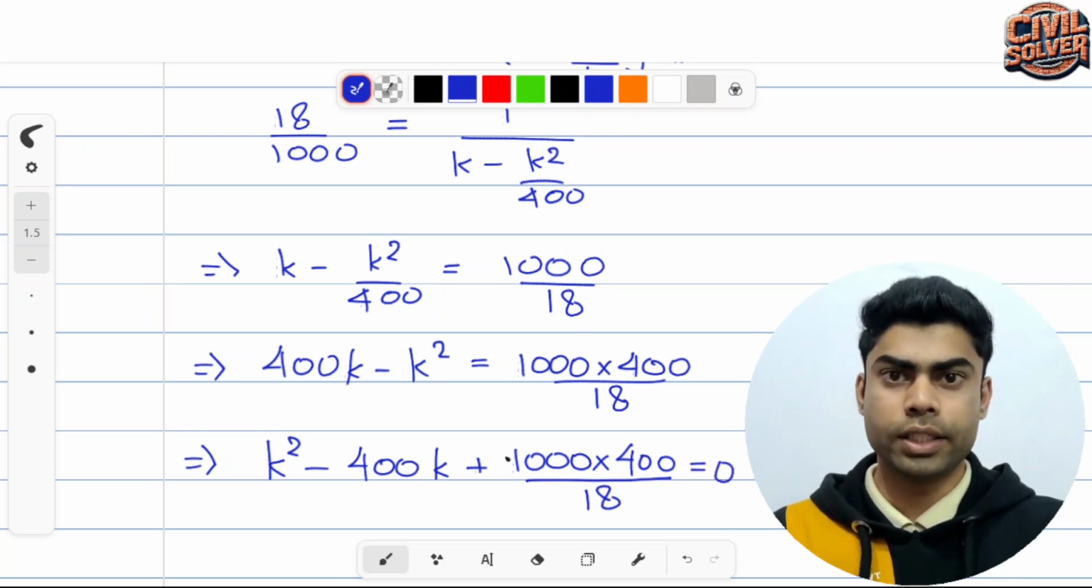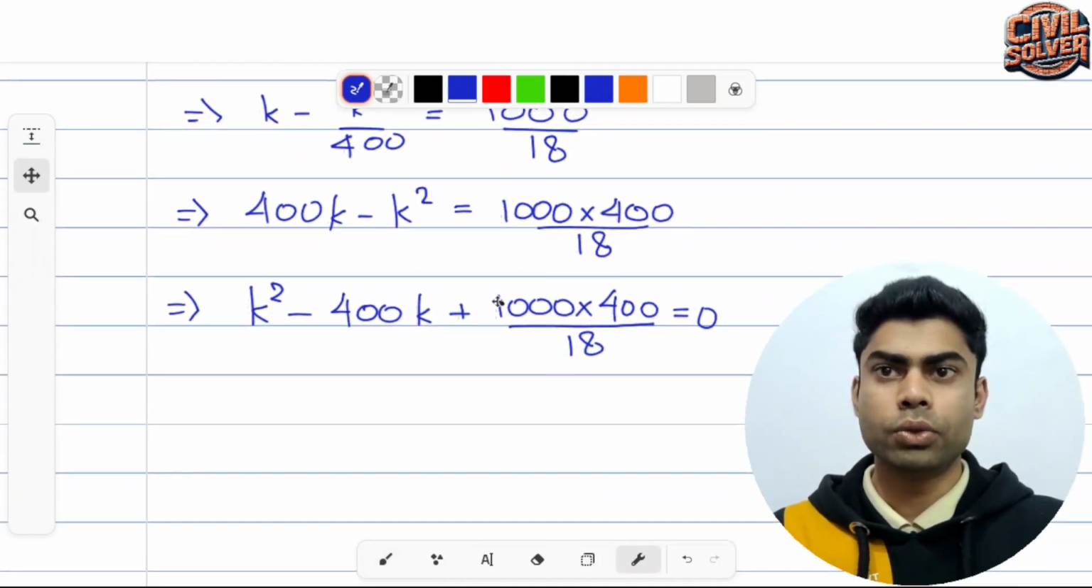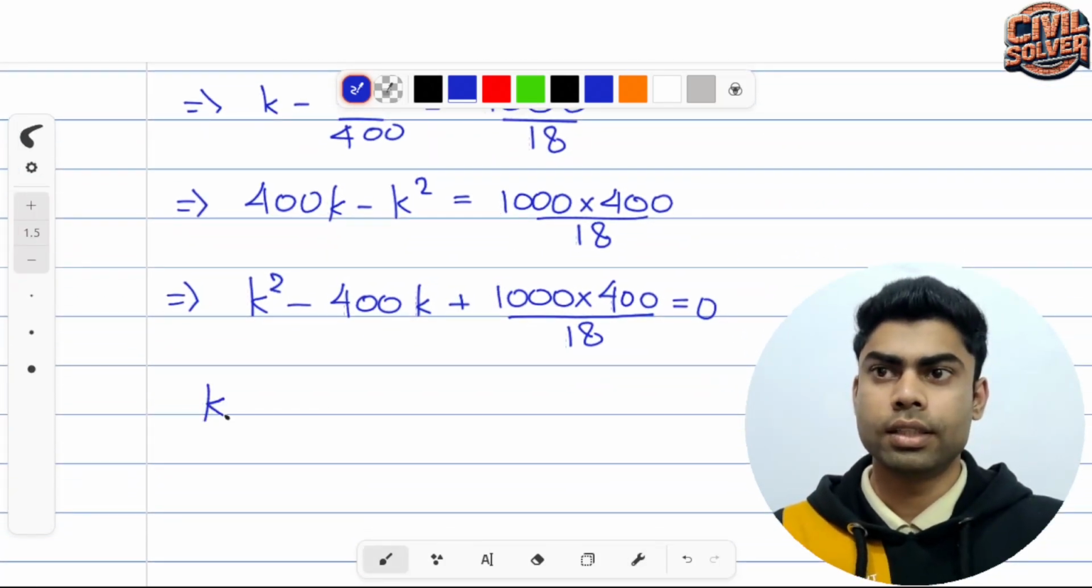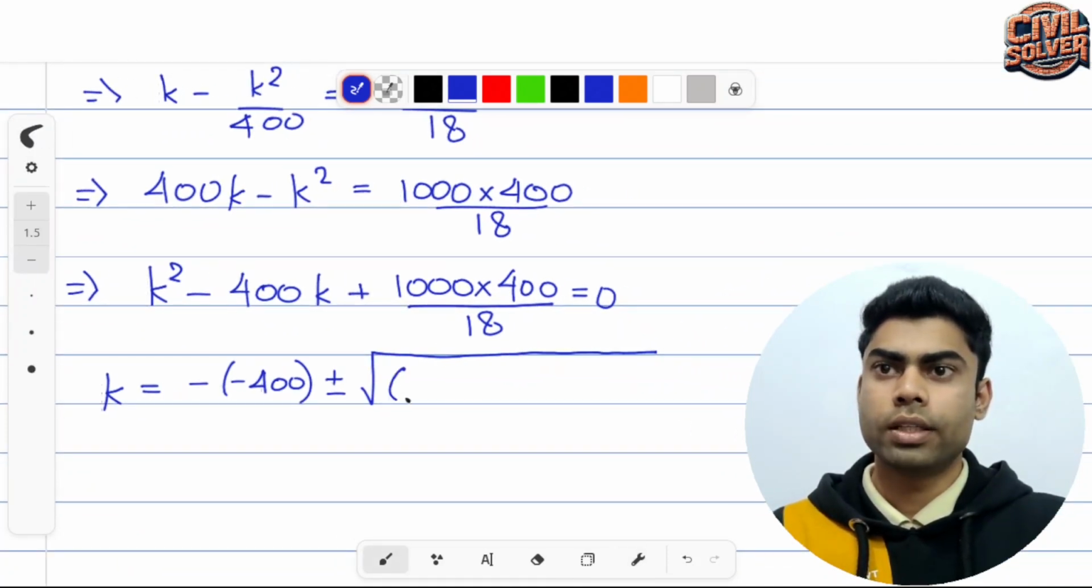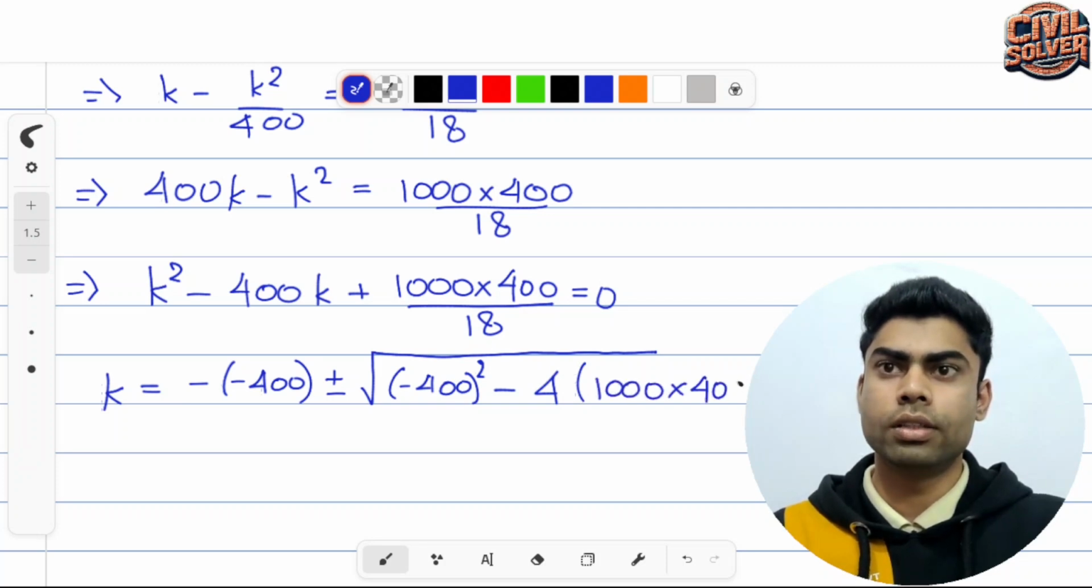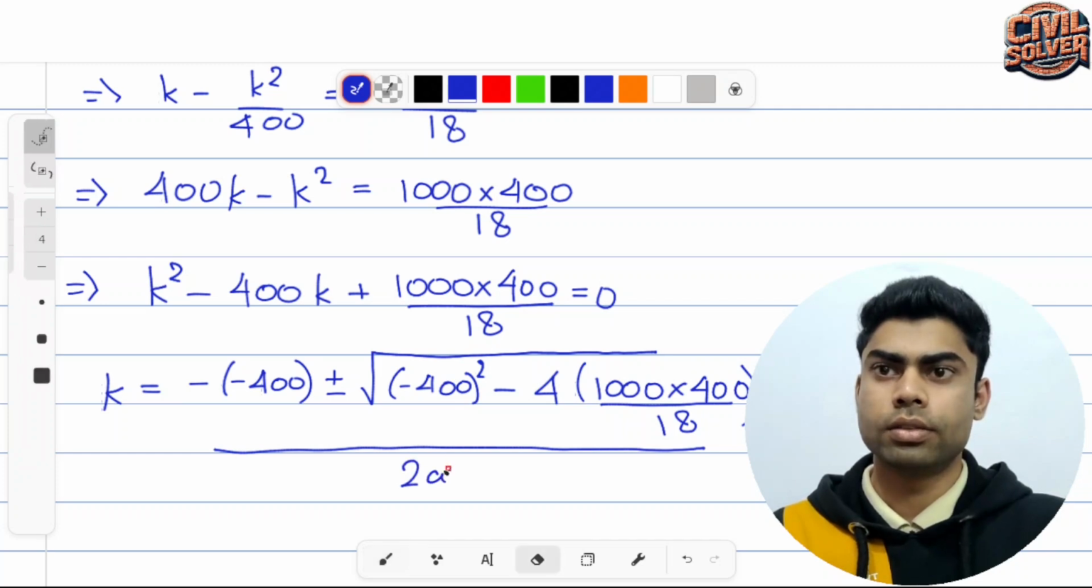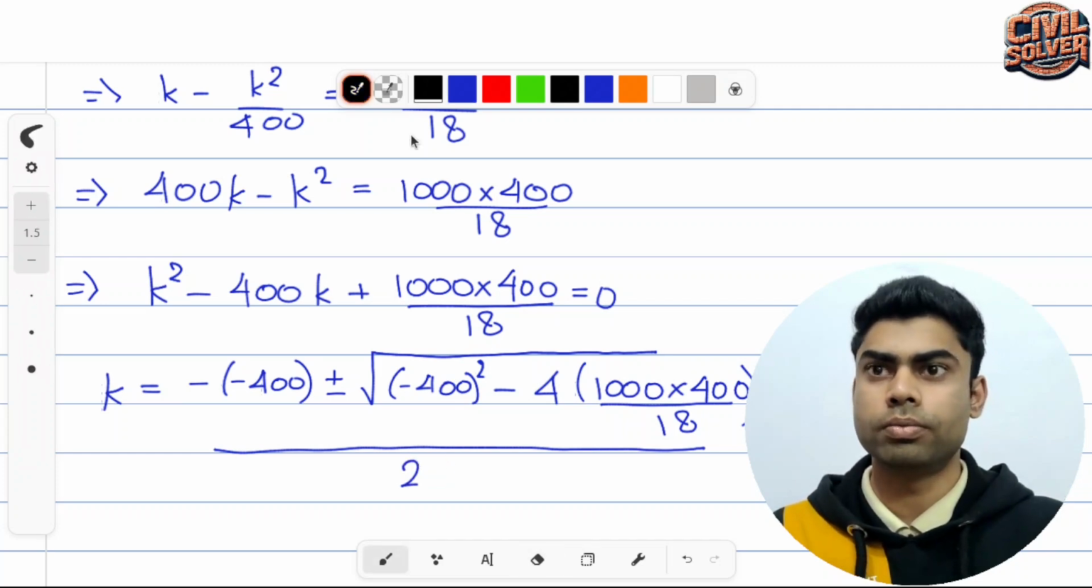Now we need to solve this quadratic equation to find the densities. So I will use the quadratic formula, that is K is equal to minus of minus B plus minus under root B square, that is minus 400 square, minus 4 AC. C is 1000 into 400 by 18, divided by 2A. A is simply 1, so divided by 2.